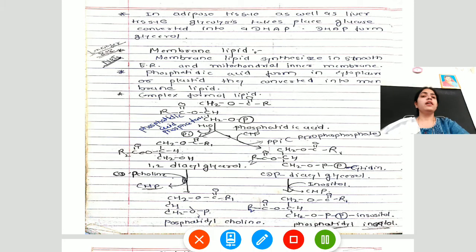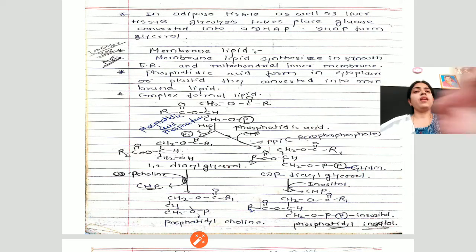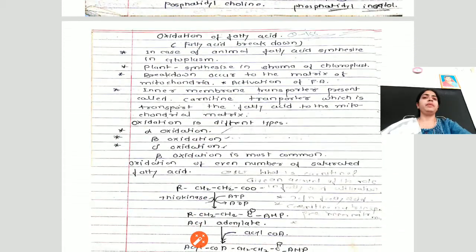This is the phosphatidic acid. This is converted into 1,2-diacylglycerol or CDP diacylglycerol. Later on, this is converted into phosphatidylcholine or phosphatidylinositol, and these are important constituents of many membranes. Now the oxidation of fatty acid, or breakdown of fatty acid. Oxidation of fatty acids is of different types: alpha oxidation, beta oxidation, omega oxidation, etc. Of these, beta oxidation is the most common.